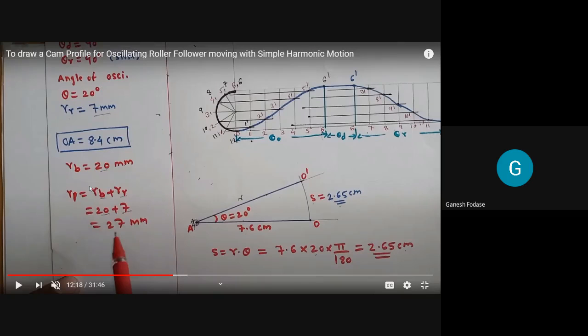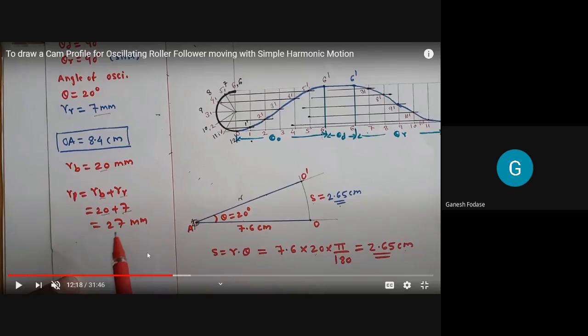Here, the radius of the base circle is 20 mm. And the radius of the prime circle is nothing but, it is known to you, the radius of the prime circle is equal to the radius of the base circle plus the radius of the roller circle. How much radius of roller is given? 7 mm. So in the case of a roller follower, additionally we must know the roller radius. It is given to you generally. So add that, we will get the prime circle radius. So now we need to draw two circles, RB and RP. Okay, so RB is 20 mm and RP is 27 mm.